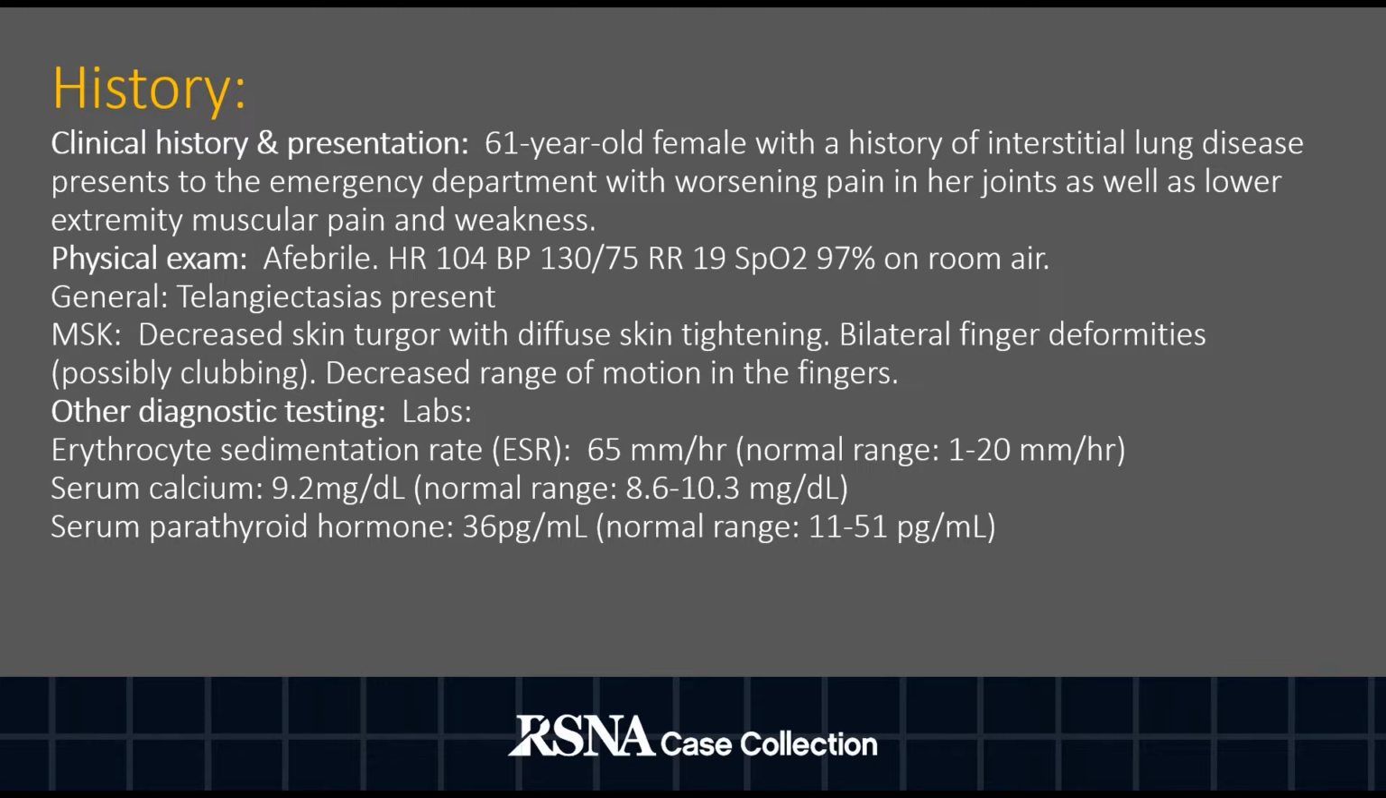This patient is a 61-year-old female with a past medical history of interstitial lung disease who presented to the emergency room with worsening pain in her joints as well as lower extremity muscular pain and weakness. She was afebrile with a heart rate of 104, blood pressure of 130/75, a respiration rate of 19, and oxygen saturation of 97% on room air.